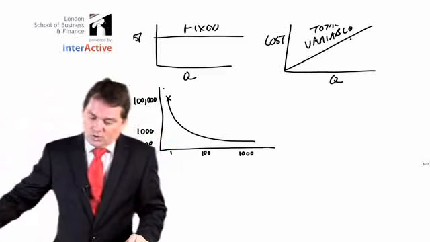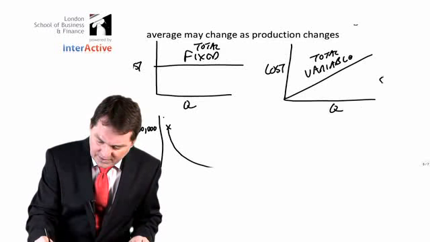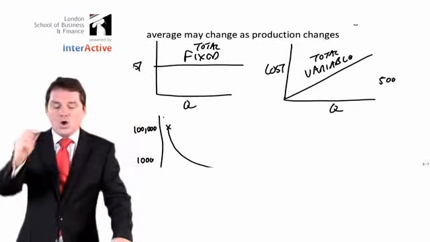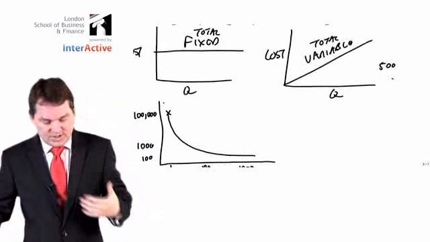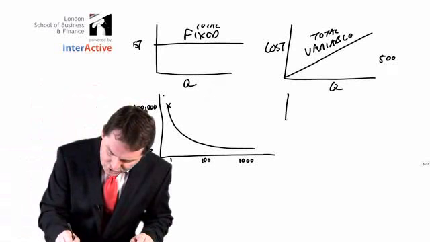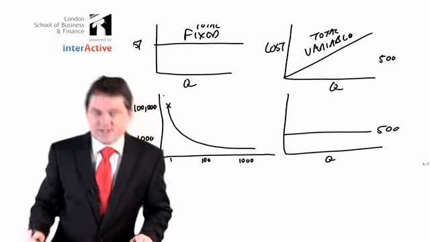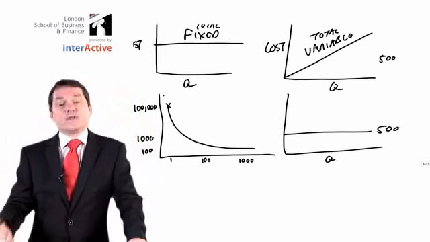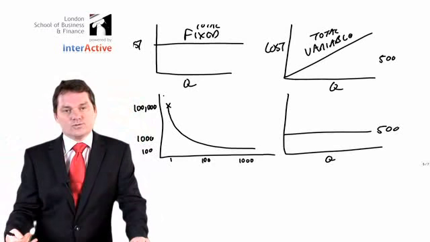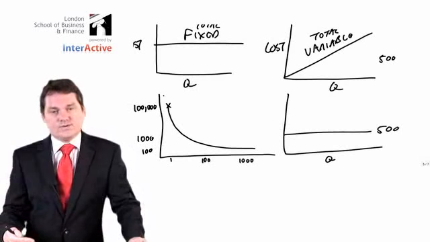The total variable cost, let's imagine, again, I'm just making some numbers up, is £500 per car. The more you make, then fairly obviously, the more cost you're going to get. But the average will actually stay as 500. One car is 500, 2 cars is 1,000, which is an average of 500. 10 cars is 5,000, which is an average of 500.